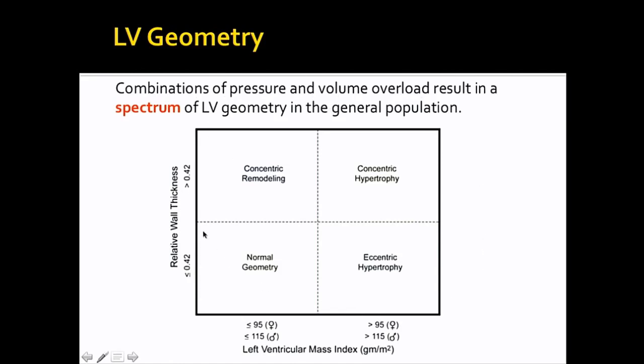And as I mentioned, these cut points for LV mass, the gender-specific cut points of 95 and 115, are reasonable to memorize. Although normal relative wall thickness is 0.33, the abnormal cut point is greater than 0.42.